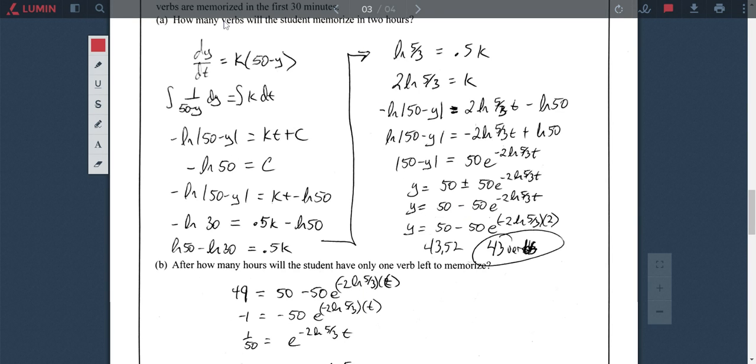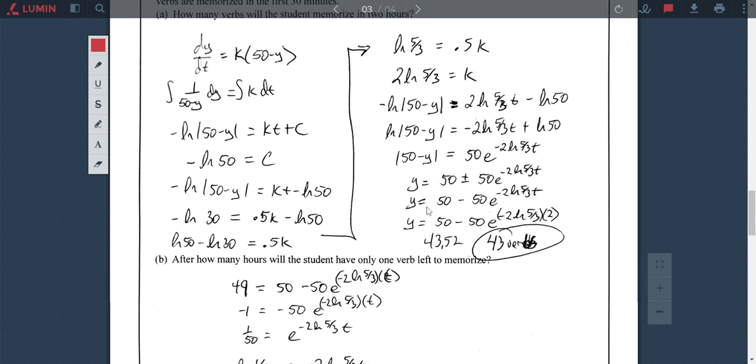Then we want to know how many verbs a student will memorize in 2 hours. So I plug in 2, and then we solve. Once you do that, you get 43.52, but you can't learn a partial verb. So we're going to say the answer is 43.